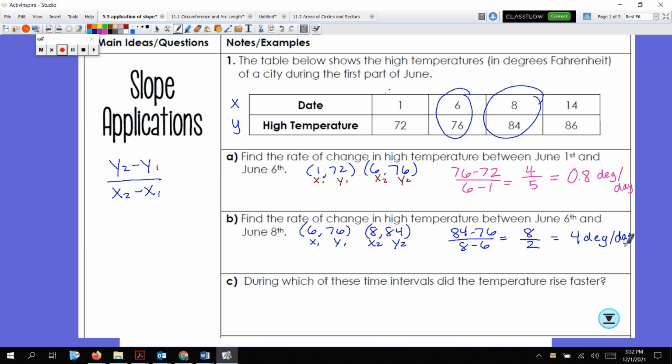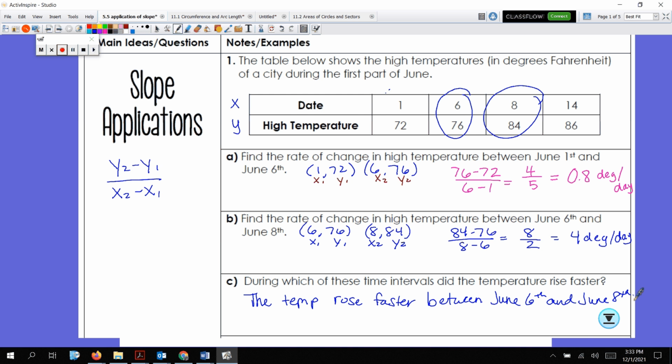All right, now it says, C, during which of these time intervals did the temperature rise the fastest? Well, the bigger the slope, the quicker it's going somewhere, right? So I just said that, right? So the temperature, I'm going to abbreviate, the temp rose faster between June 6th and June 8th. Nice. Done. Answered my questions. Whoop, whoop. That wasn't so bad. You know what I mean?